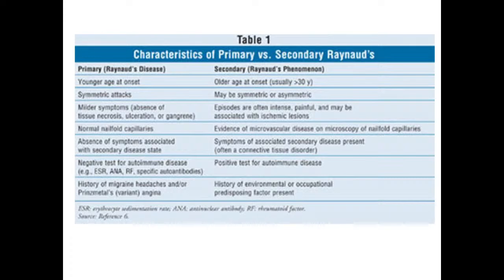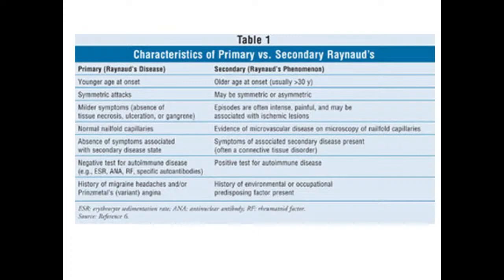Another important thing is that patients with secondary Raynaud's with connective tissue disorders may have ANA positivity. Okay, so there are some certain important clues.